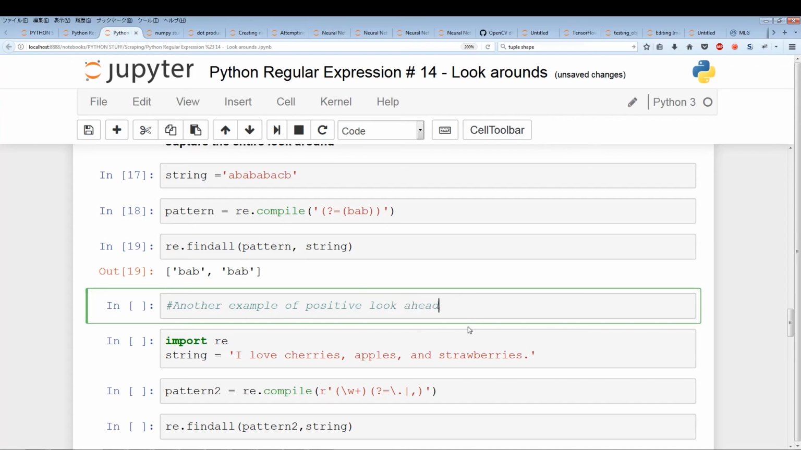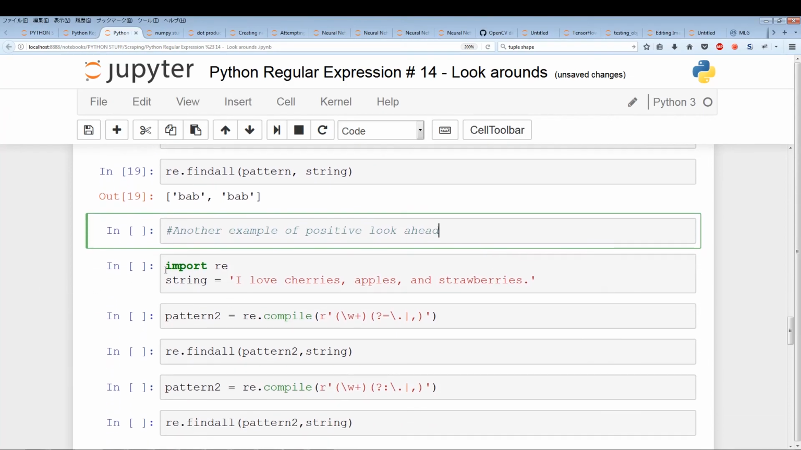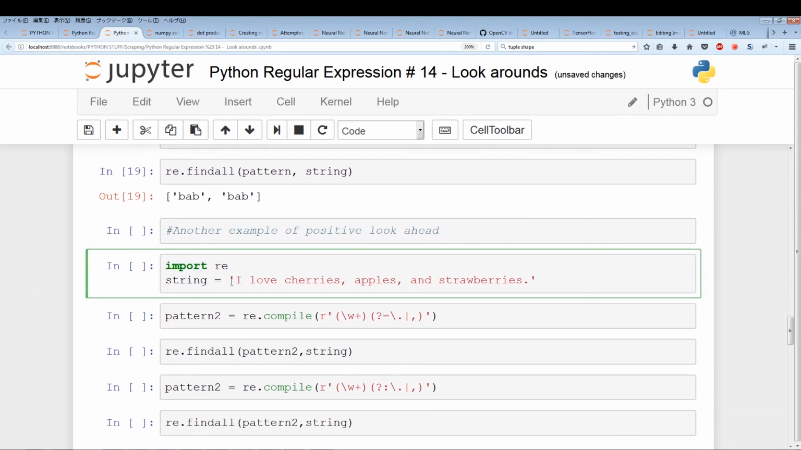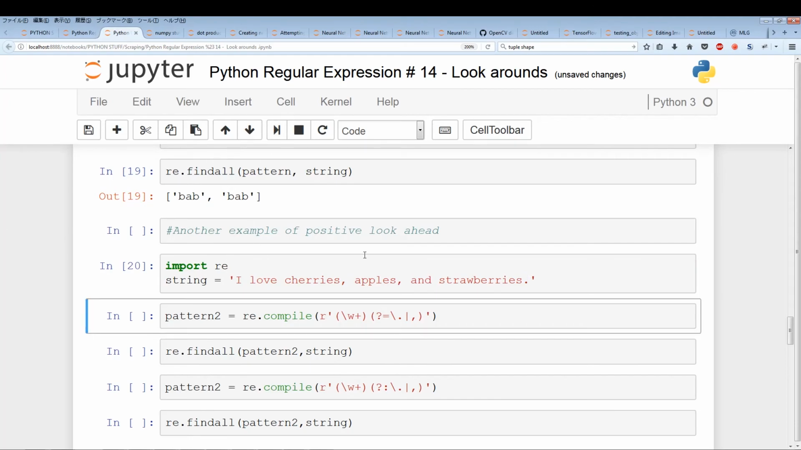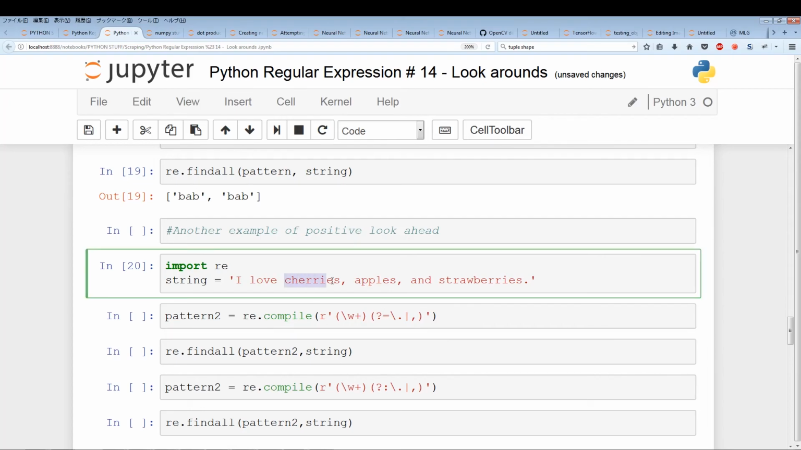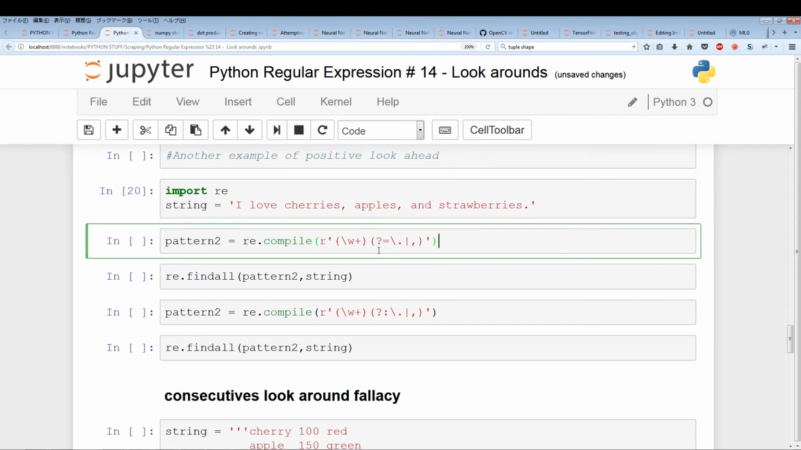All right, so here's another example of a positive look ahead. We import re. This is our string, I love cherries, followed by a comma, and followed by a period. So let me just run this. And now what we're trying to do is pull out all the fruits. So in this case, it's going to be a word followed by some sort of punctuation mark, word followed by punctuation mark, word followed by punctuation mark. Now in this case, I just want to show you that you can actually use many of the regular expression functionality along with the lookarounds.